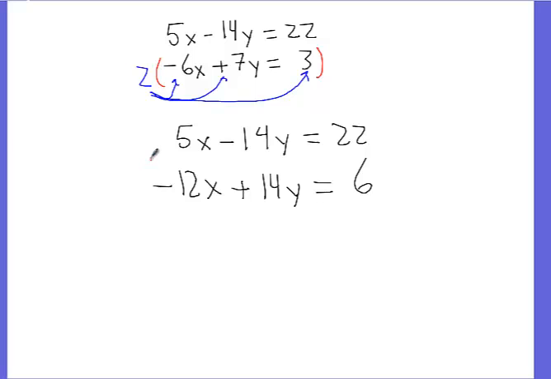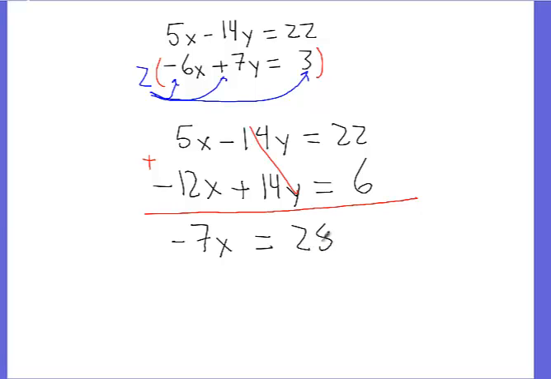Since they're different signs, we're going to add to eliminate. So those are automatically going to eliminate. Okay. And when we simplify, we get 5x plus the negative 12x gives us negative 7x. If that math confuses you, ask for help or use a calculator. So 22 plus 6 gives us 28. Okay. Now we want to get the x alone, so we divide both sides by negative 7.